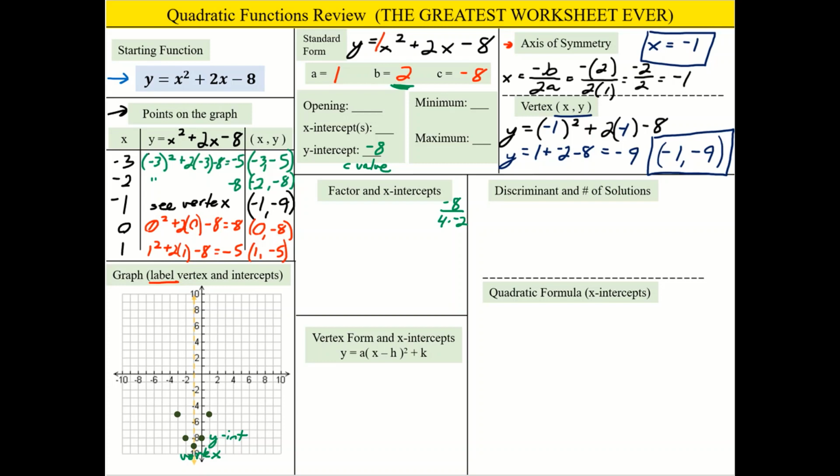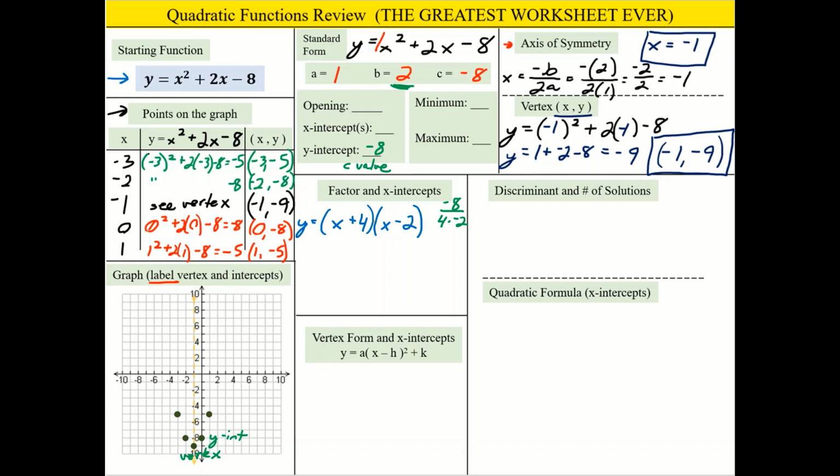So I can factor this, and it will look like y equals x plus 4, and then that binomial is multiplied by x minus 2. Up to you if you want to put the multiplication symbol in between.